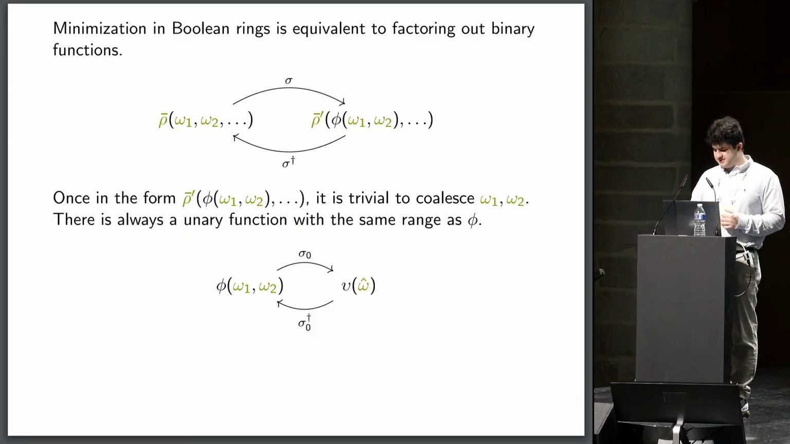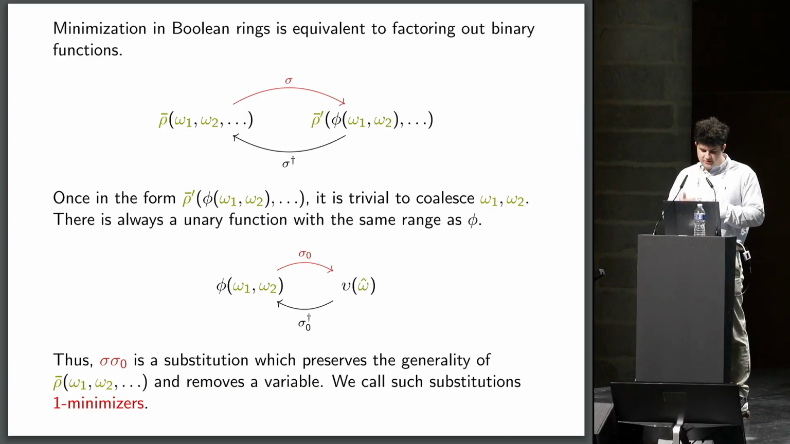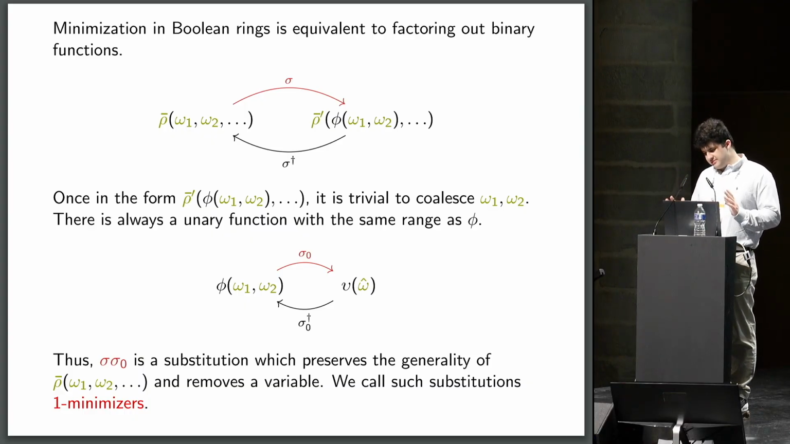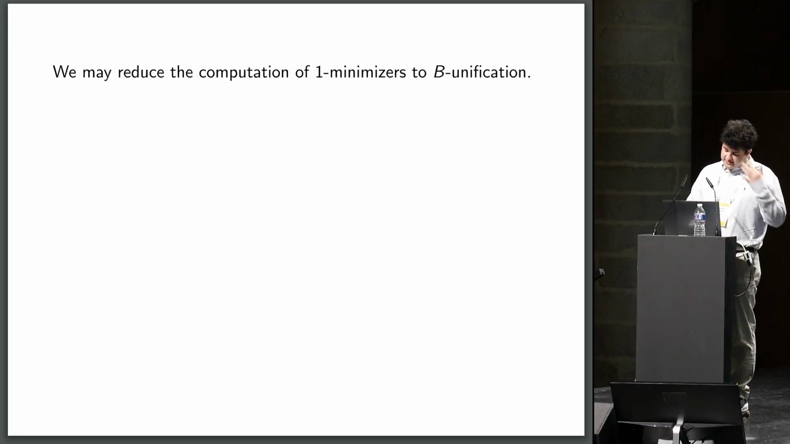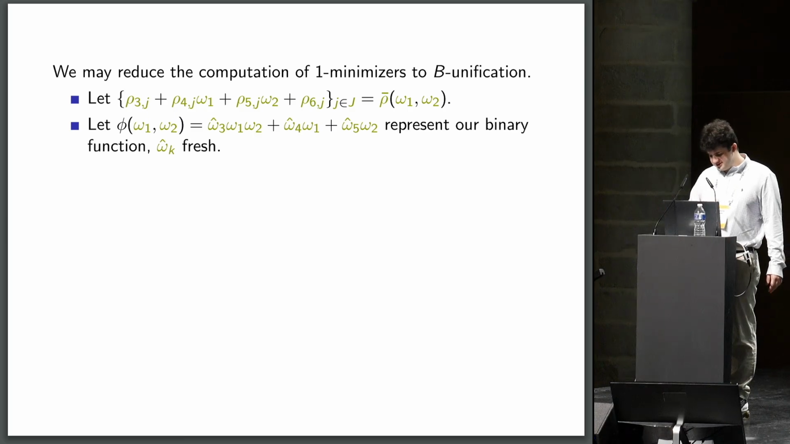That match must always exist, and that allows you to compute something that we'll call a one minimizer, which decreases the number of variables in the collection by 1. Okay, and so we can reduce the computation of one minimizers to Boolean unification. It's just like a bunch of math.